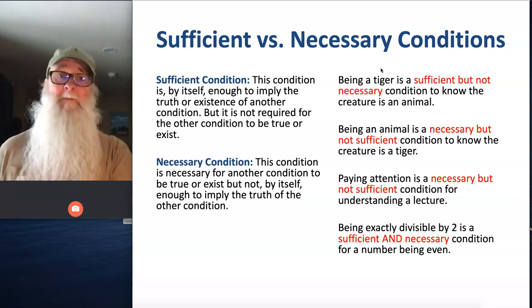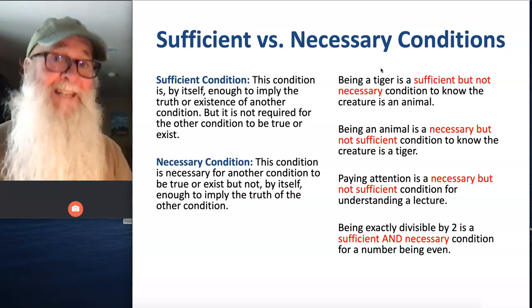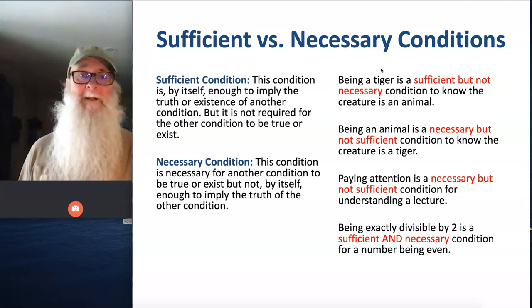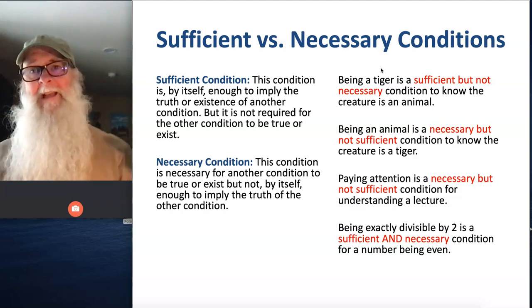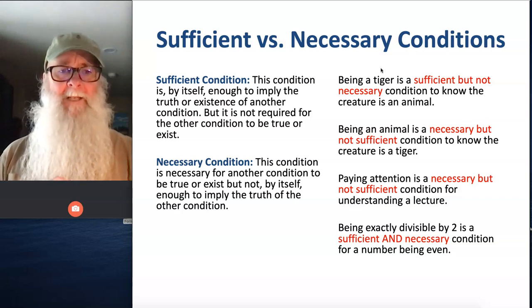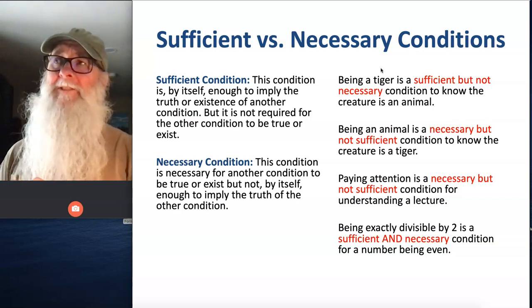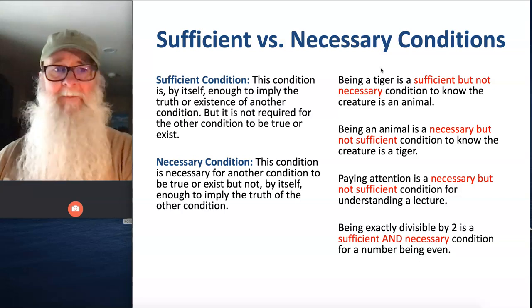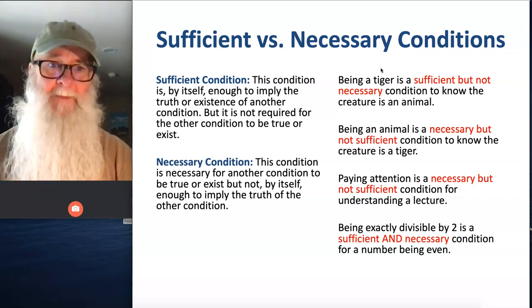Being exactly divisible by 2 is a sufficient and necessary condition for a number being even, right? So a number has to be divisible by 2 to be an even number. And it's also sufficient to tell me that the number I'm dealing with is an even number if you tell me it's divisible by 2.